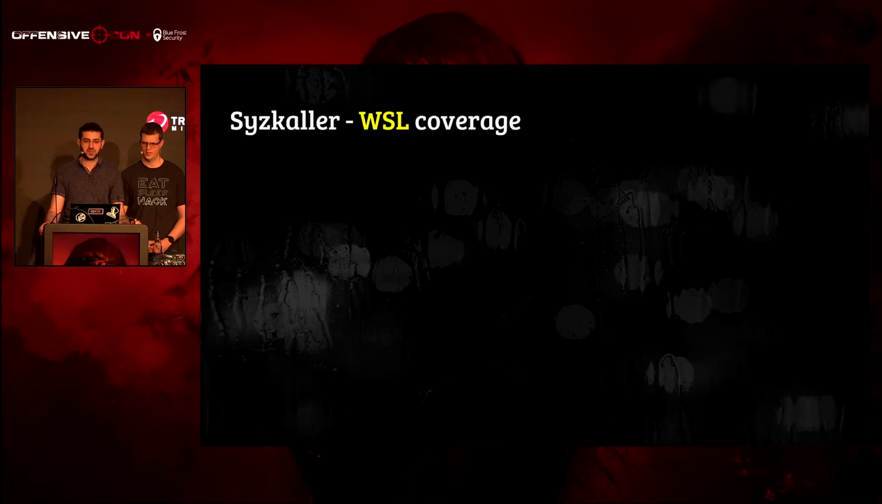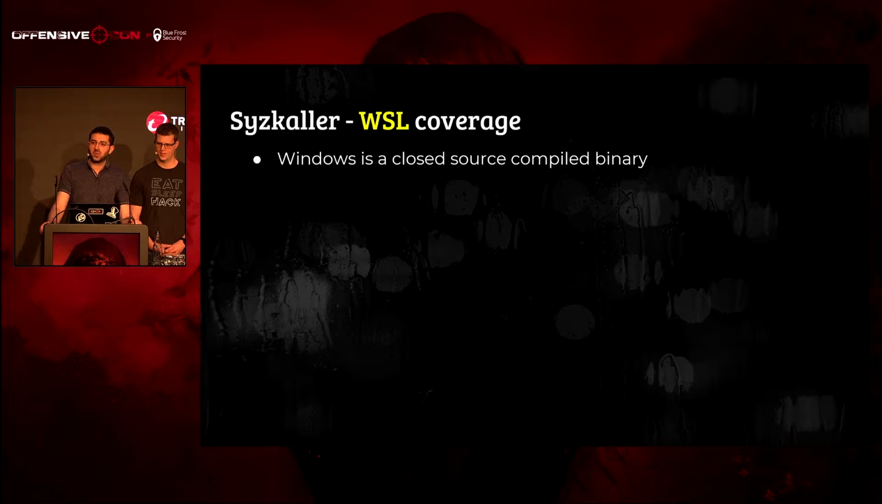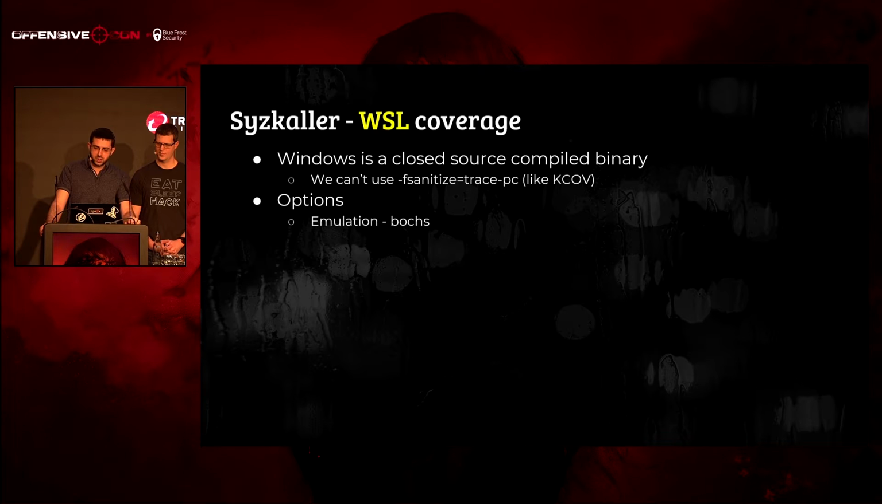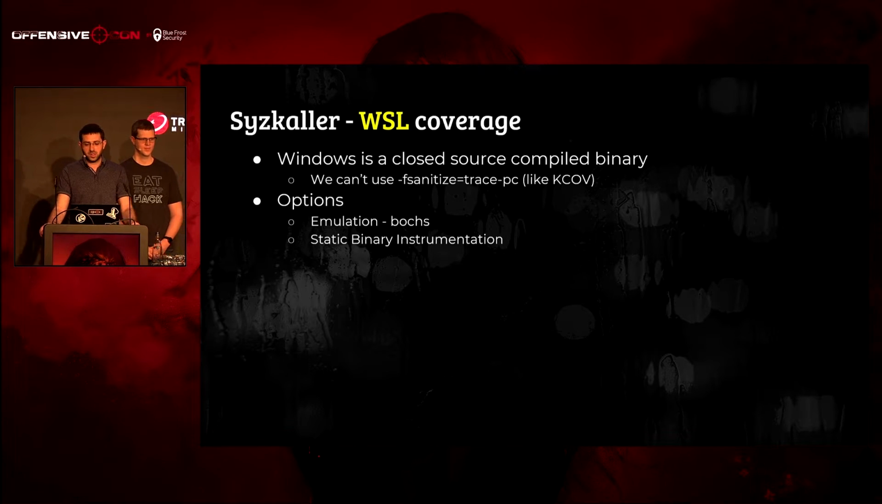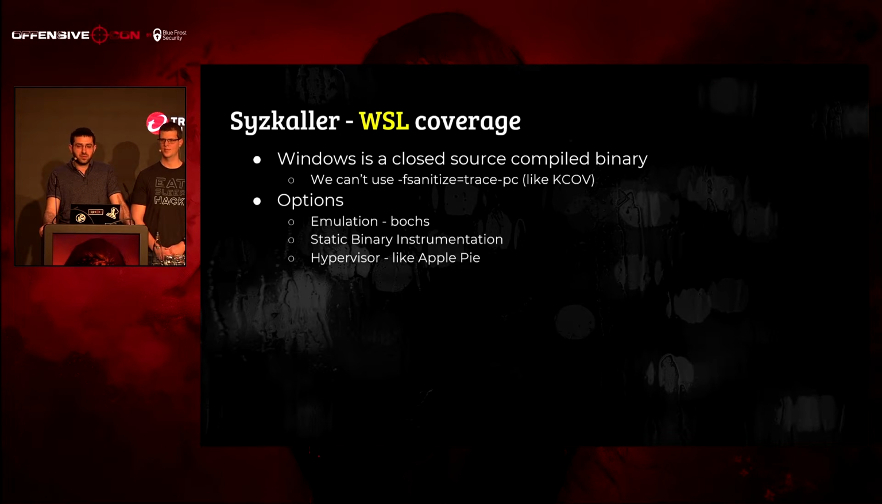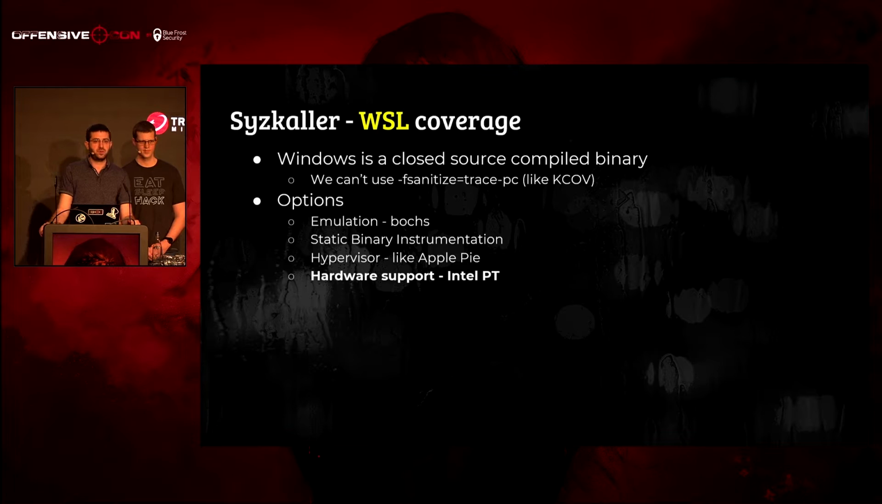How to get tracing coverage? Windows is a closed-source compiled binary, meaning that we can't use a compile-time tracing feature like kcov. So we thought of a few alternatives. The first option was using an emulator like Bochs or QEMU and adding coverage instrumentation. The second option was using static binary instrumentation for coverage, like PAFL. Another option was using a hypervisor with sampling coverage, like AprilPie. But in the end, we settled on using Intel PT for coverage, like kAFL.